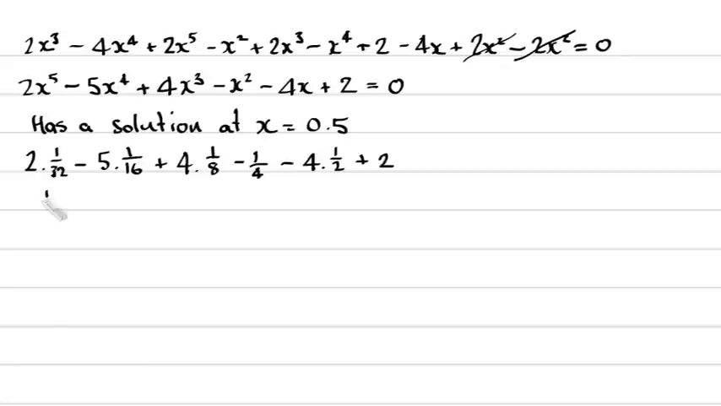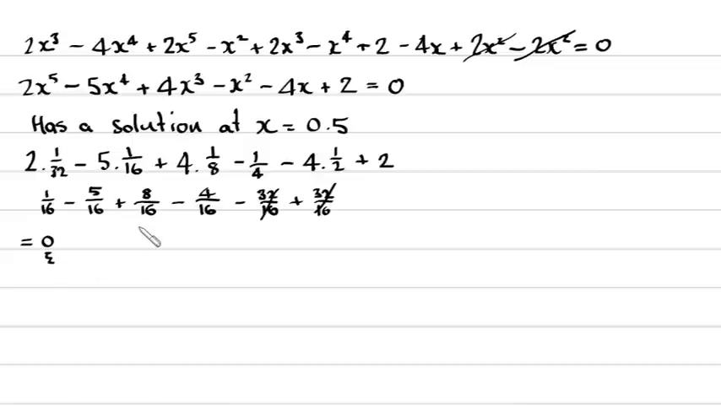Let's write these as sixteenths. So 2 times a 32nd is 1/16. 5 times a 16th is obviously 5/16. 4 times an 1/8 is a half, or 8/16. Minus a quarter we can write as 4/16. 4 times a half is 2, we can write that as 32/16. Plus 2 we can write that as 32/16. And you can see the last two expressions cancel each other out, so they disappear. And let's see how many sixteenths we've got left. 0. So you can see that x equals 0.5 or a half is a solution to the rather complicated equation up above.